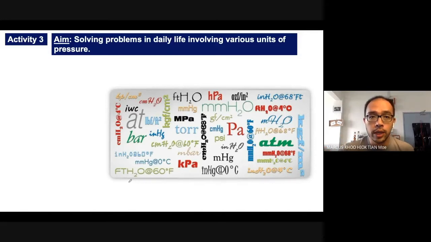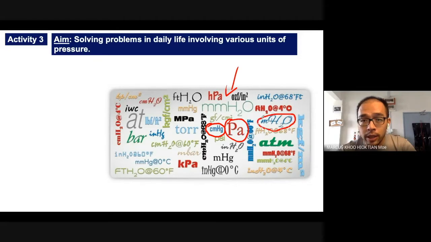As you can see all over here, these are the different units for pressure. The only ones that we are familiar with are Pascal over here and centimeter mercury over here. I don't really see meter water there. It can also be centimeter water over here, inches water over here, depending on what measurement you want to use. It can also be millimeter water.